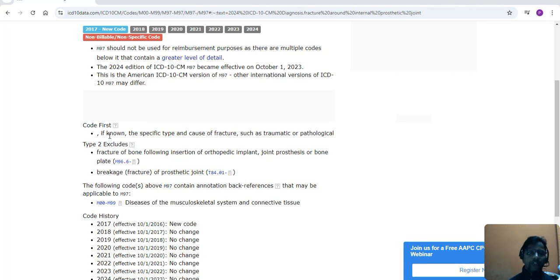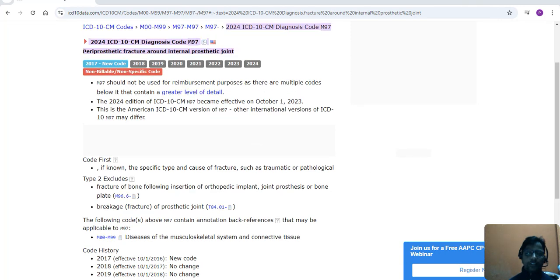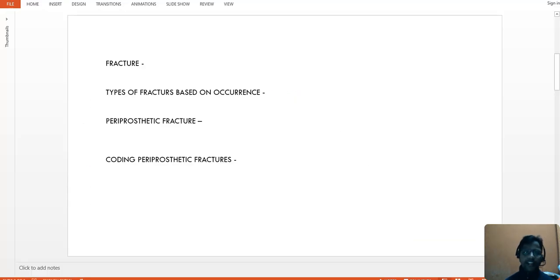That is also, if we know the reason for that fracture, we need to code the fracture first, then the M97 series code. So here, in order to code periprosthetic fracture, we need to use two codes. One is for the M97 series, which denotes periprosthetic fracture, and one code for the underlying cause of the periprosthetic fracture. So in total, here we need to use two codes.